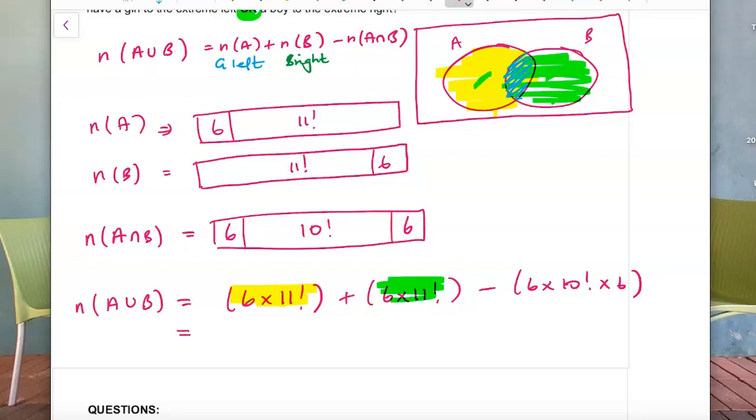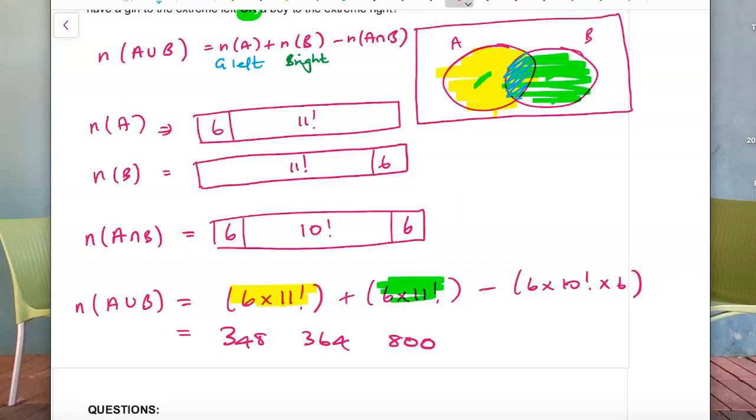And that is 348,364,800. So I like this question because it really brings together the idea of how we can use that inclusion-exclusion principle when we're dealing with permutations, and how we can also quite easily represent it on a Venn diagram.